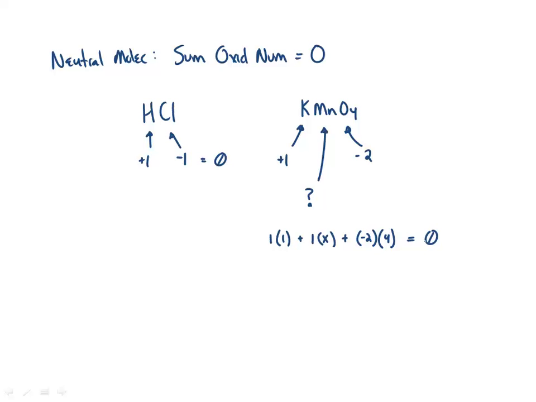How many negative charges do I have total? I've got 4 oxygens, right? -2 each, so 4 times -2 is -8, right? How many positive charges do I have? 1. So how many more positive charges do I need to have that be 0? 7. So here, x, or the charge on manganese, is +7.